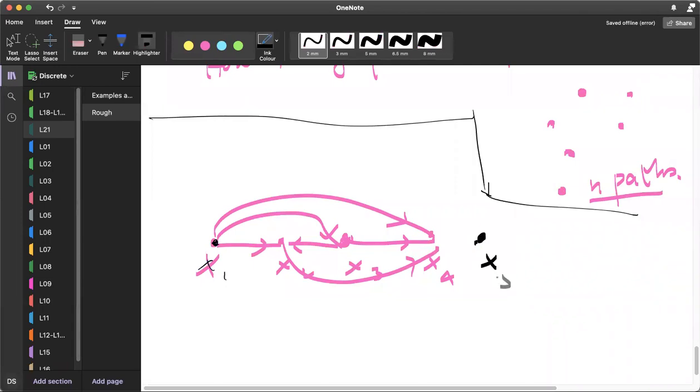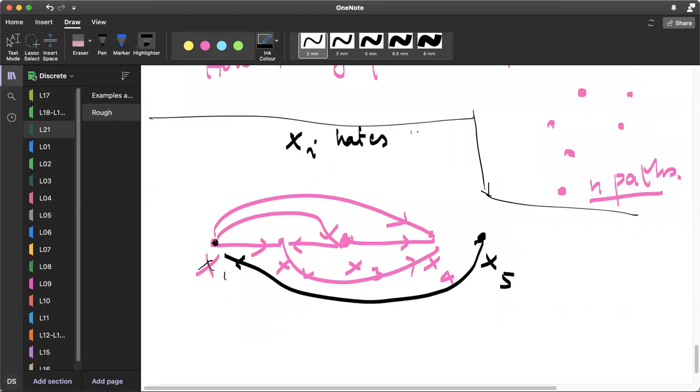Okay, so I have x5 here. Let's try to make a graph for which this is not possible. तो मैं ऐसे करता हूँ कि I want to say that first of all x5 should not be in the same committee as x1, so I put an edge like this. अब अच्छा, remember the thing is जो हमारे पास constraint है वो ये है कि every xi hates 3 people.